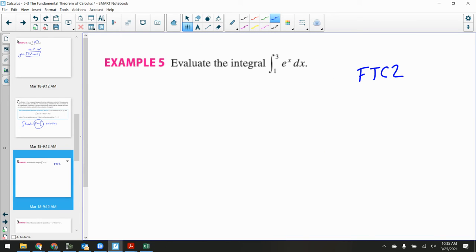All right, so let's try it. I'm going to evaluate the integral from 1 to 3 of e to the x dx. Okay, what's the antiderivative of e to the x? E to the x, that's that special one that doesn't change ever. So e to the x, with my vertical line 3 to 1, which means that's e to the 3rd minus e to the 1st, right? Plug in 3 minus plug in 1.